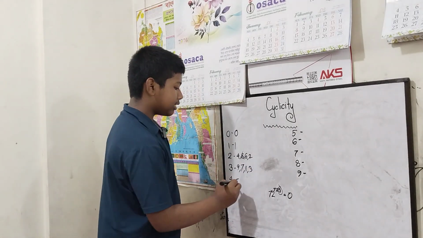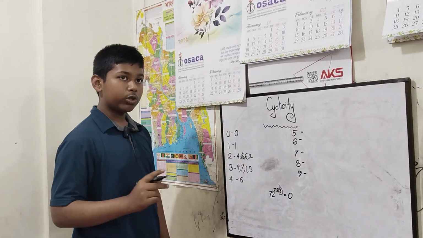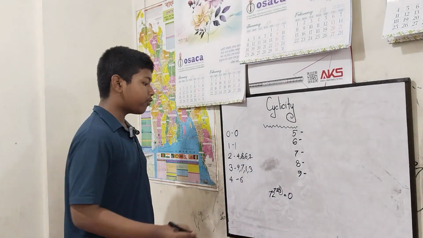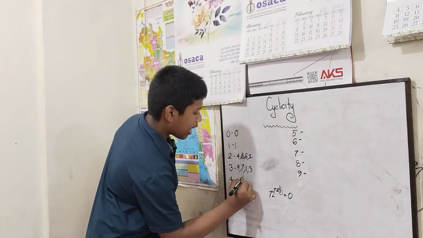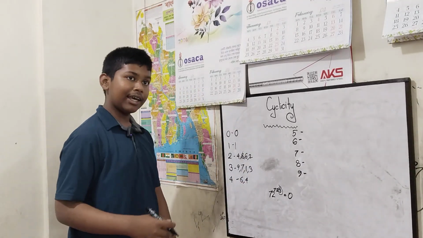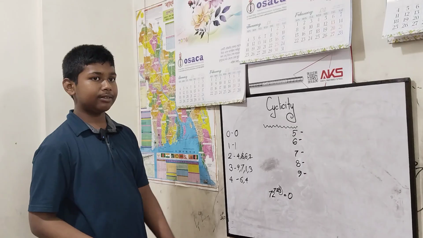4 square is 16, which is 6, 4 cube is 4. Do you know what 4 cube is? That is 64. And 64 multiplied by 4 again, it's 6 again.